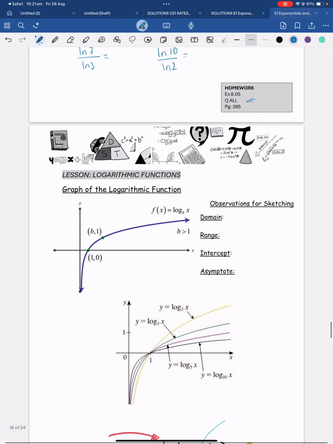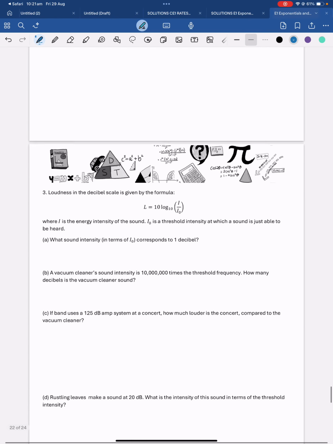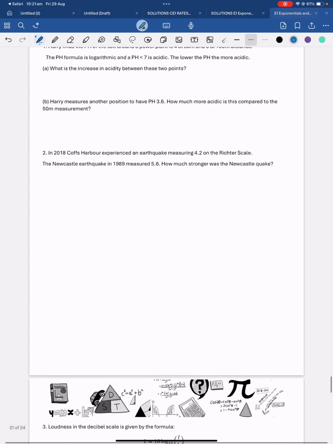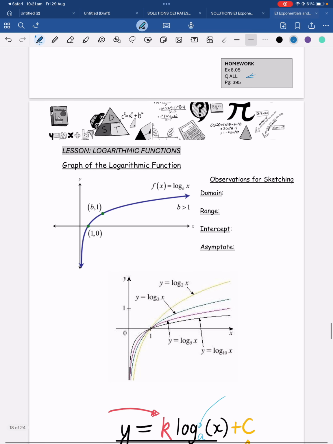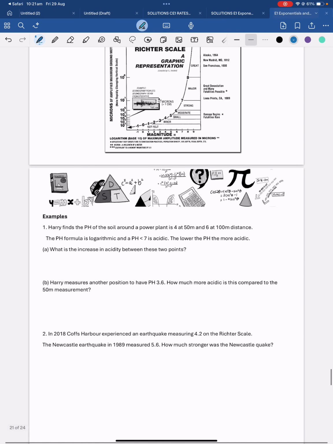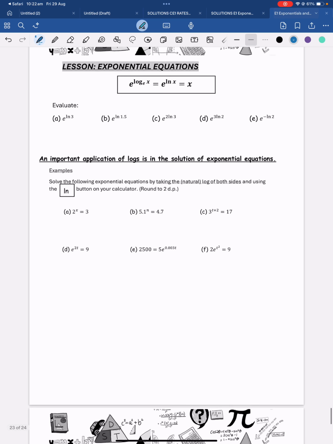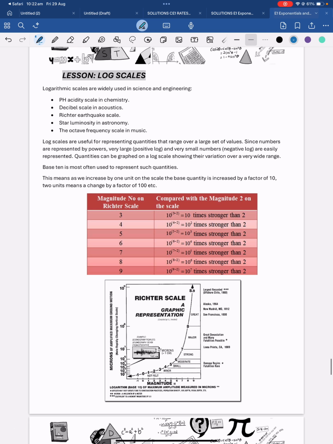I'll also mention that I will make a video coming up of just the next lesson. We'll come back to log scales after the exam. They won't be in it. And also exponential equations I'll put in the video as well. So the next video will have everything else you need to know out of this booklet for your exam. Log scales aren't in it, so we'll just come back to that after the exam.